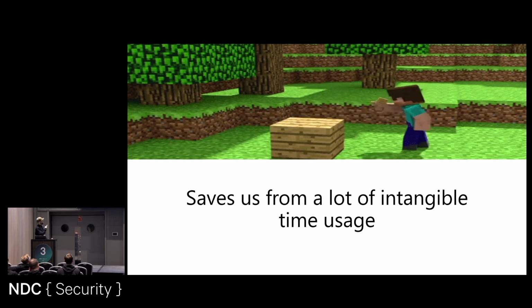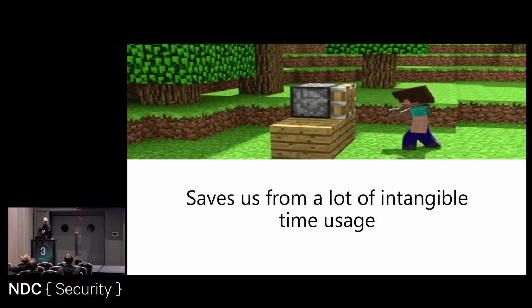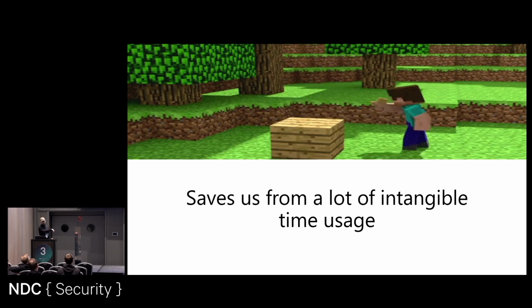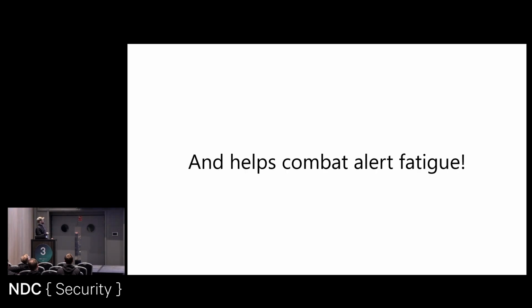I brought back some Minecraft in case you're starting to lose interest. It saves us from a lot of intangible time usage. And this is going to be things like, if you know you have to do something over and over again, you're dreading to do it. It also saves us from messing the task up, doing something wrong and getting errors, and then having to spend time fixing the error. And then it helps combat alert fatigue.